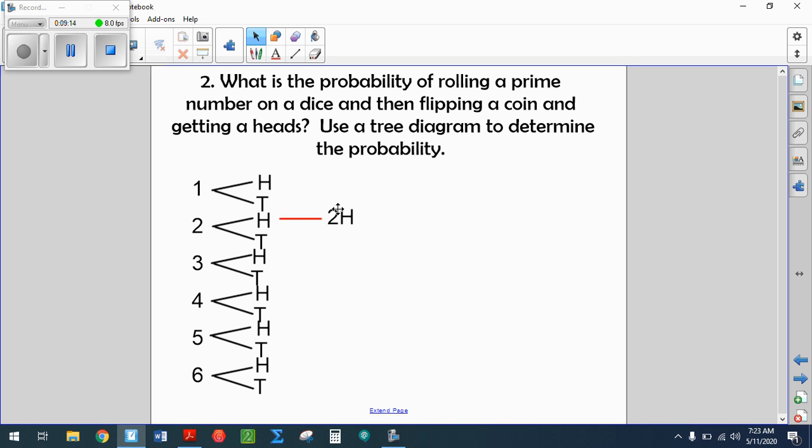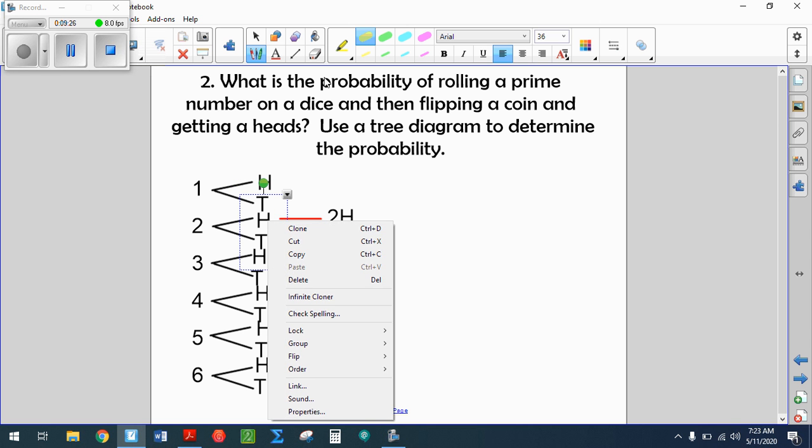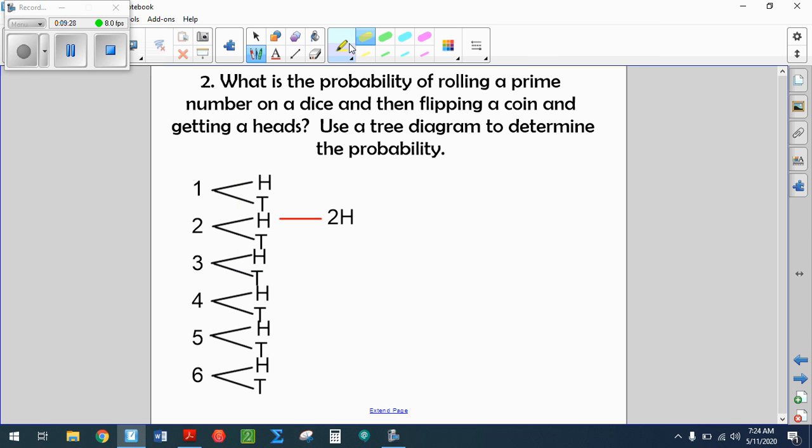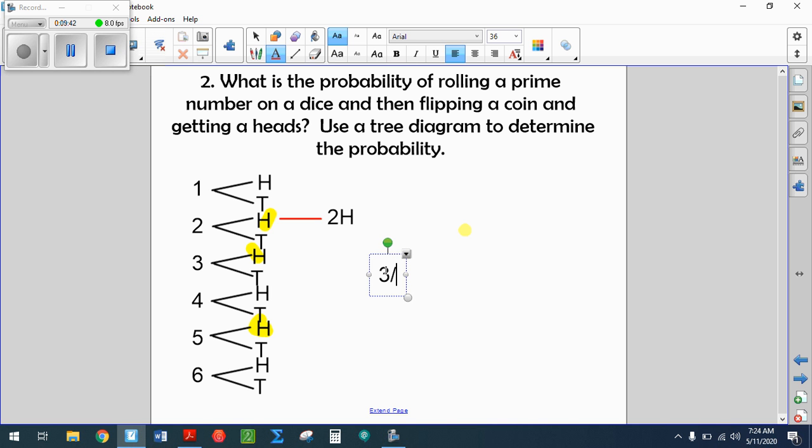So the question is, what is the probability of rolling a prime number on a dice and then flipping a coin and getting heads? So prime number, 2 is a prime number. I should use my highlight tool. So there's 2, 3 is a prime number, 5 is a prime number. So there's 3 outcomes that I want over the total number of outcomes, which are 12. So 3 out of 12.